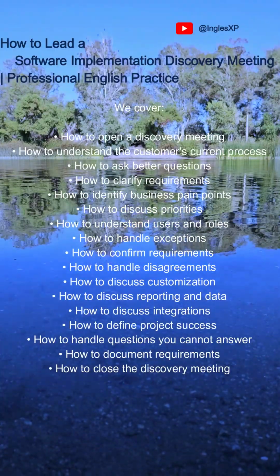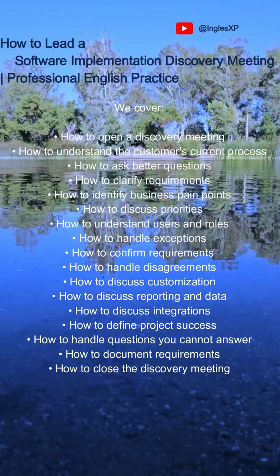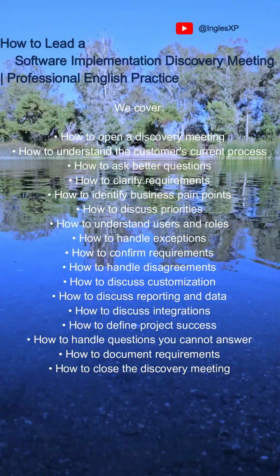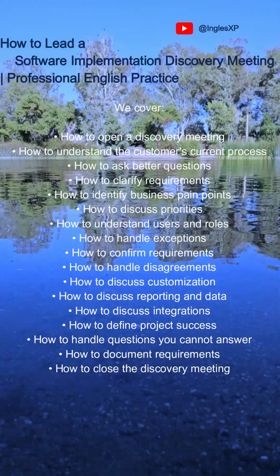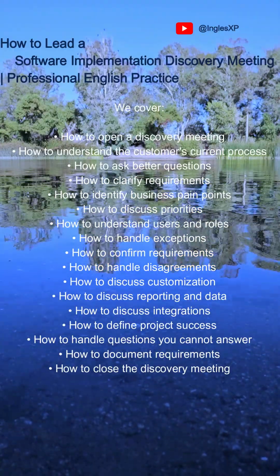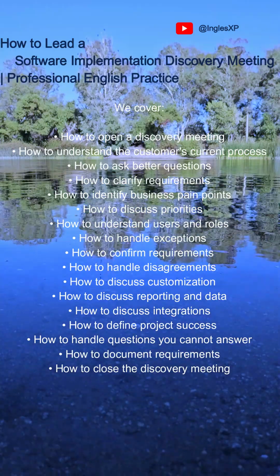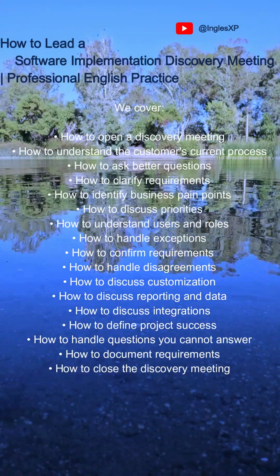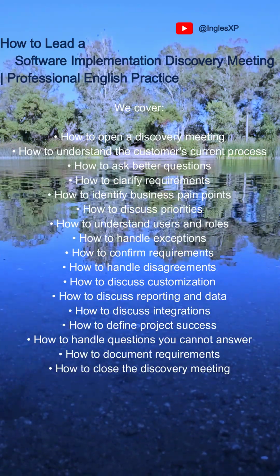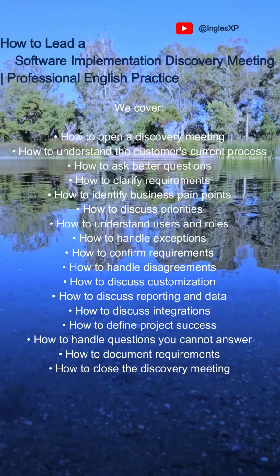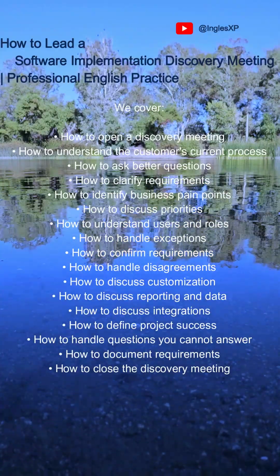Useful questions include, what is the biggest challenge with the current process? Where do you experience the most delays? Where do errors usually occur? Which part of the process requires the most manual work? What causes the most frustration for your team? How often does this problem occur? These questions help you find the real business problems.